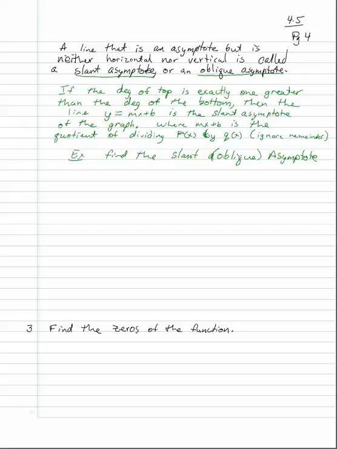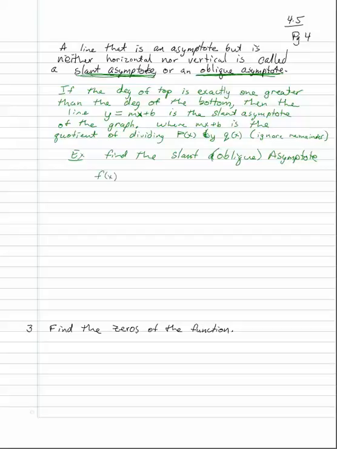A line that is an asymptote but is neither horizontal nor vertical is called a slant asymptote or an oblique asymptote. And again, if the degree of the top is exactly 1 greater than the degree of the bottom, then the line y equals mx plus b is the slant asymptote of the graph. The way you find the mx plus b is you divide the top by the bottom, you ignore the remainder, and that quotient is going to be mx plus b, and that would be your slant asymptote. So let me show an example.